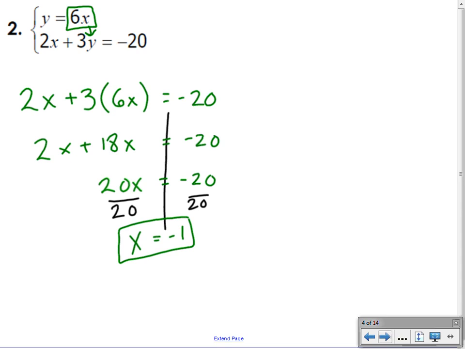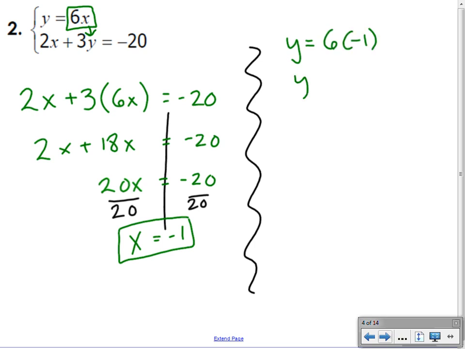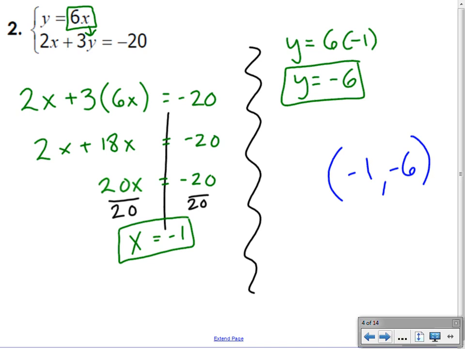Once I have the x value, we're going to go back and plug that x value into one of our original equations. Again, it doesn't matter which one, but it's going to be a lot easier to plug it into the top equation because it's already solved for y. We substitute in negative 1. We find y is equal to negative 6. So our solution to the system would be negative 1, negative 6.